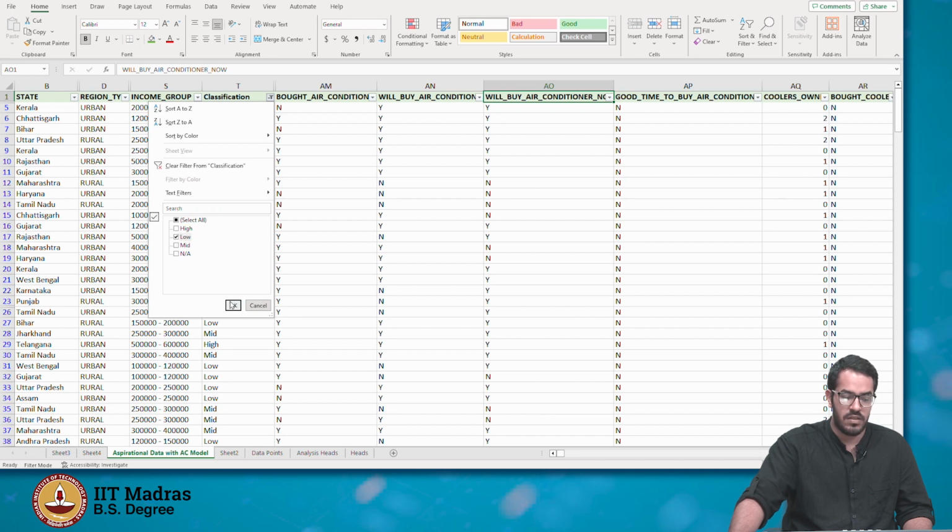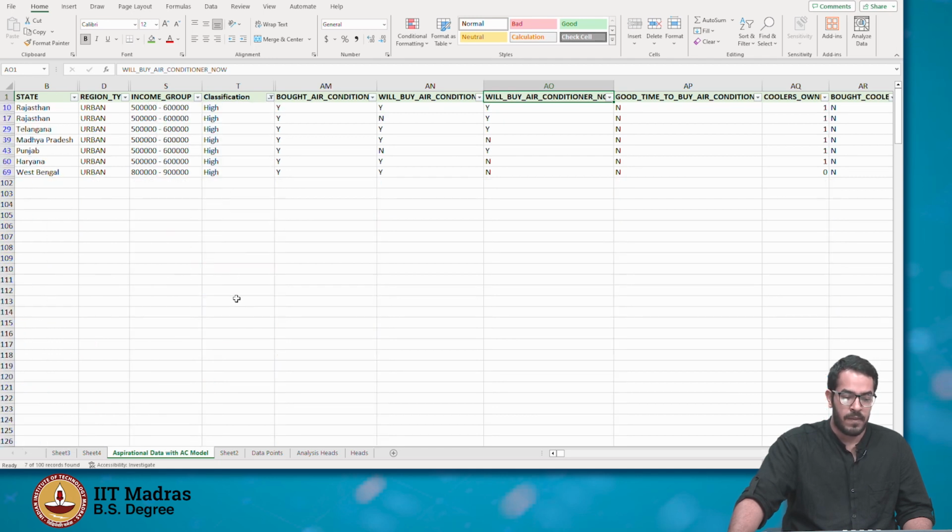I will see what is the preference of high income people first. When I see, there are 1, 2, 3, 4, 5, 6, 7 counts of high income data points, and all of them have already bought air conditioners. So with people in the high income group, it is evident that all of them would have already bought an air conditioner, because this is kind of a luxury item and they can afford it.